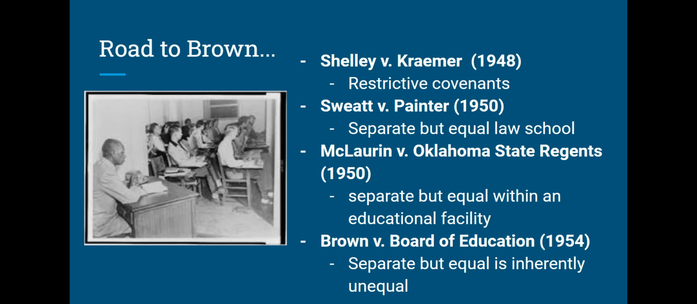Give you another idea of what was happening, though. Let's start at the top with Shelley versus Kramer. So Shelley versus Kramer is 1948, and the Shelley family wanted to buy a house, so they bought a house and they moved into a neighborhood, only to find out that all of the neighbors in that neighborhood, including the person who had sold the house to the Shelley family, had signed a covenant, a contract, created an agreement that they would not sell their homes to African American or Asian American families.